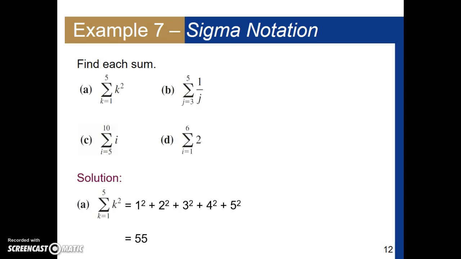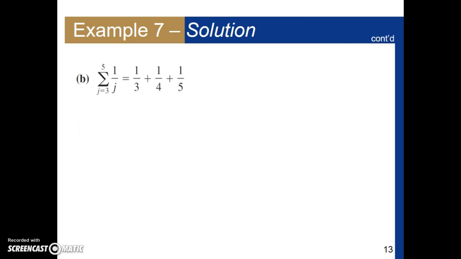Now let's look at B. B says to start at j equals 3. We are adding the terms in the sequence 1 over j, and we're going to stop when j equals 5. So we should expect to see 1/3 plus 1/4 plus 1/5, and sure enough we do. We find a common denominator, we add those together, and we get 47/60.